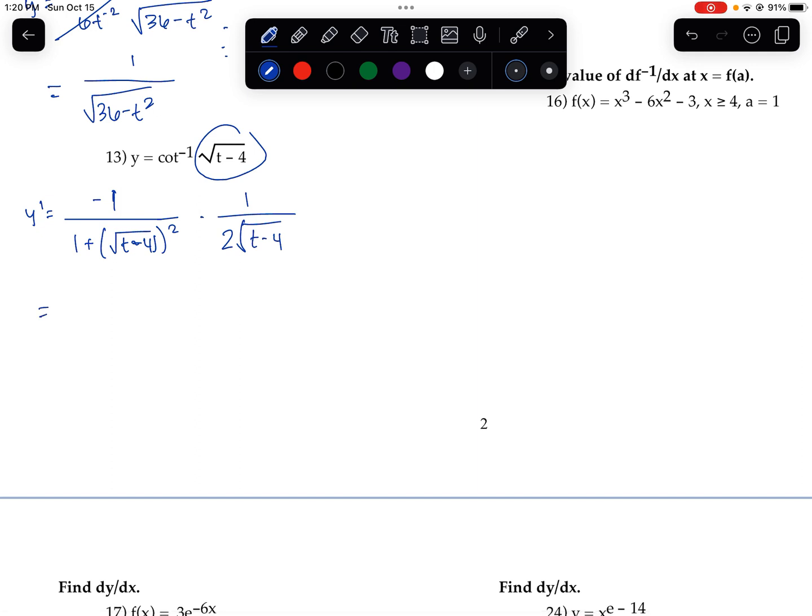So then this right here, if you square that, the radical and the exponent cancel, which means I can combine the 1 and the negative 4. So then I can say t minus 3 instead. And then I can move the 2 out here, and then I would have square root of t minus 4, and that's all over negative 1.